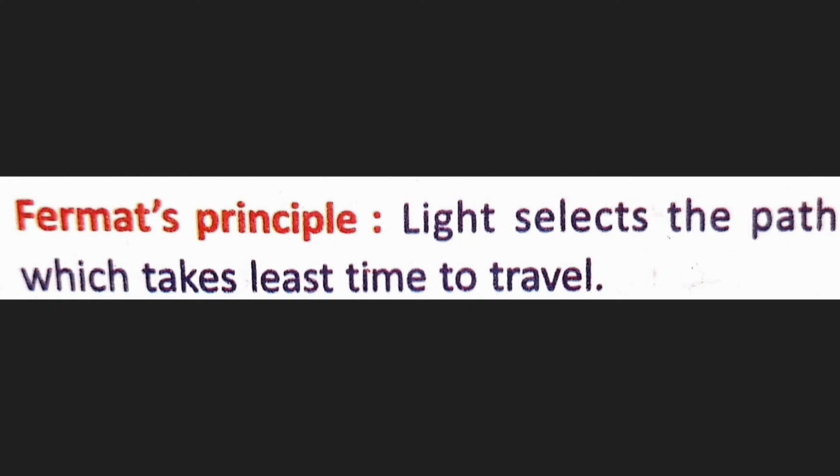Now let us take a look at Fermat's principle. It is that light selects the path which takes the least time to travel. Like, you know that light goes in a straight path. But why does it go in a straight path? Because it selects the path which takes least time to travel.